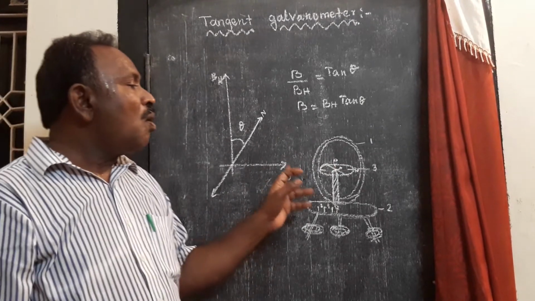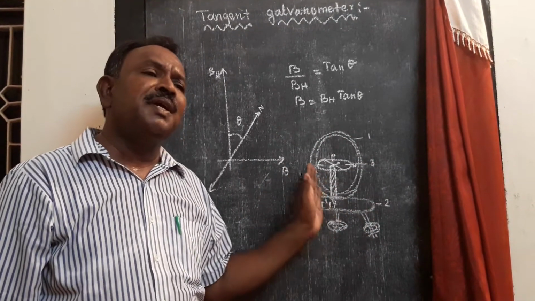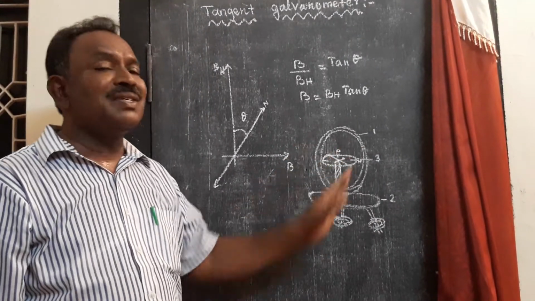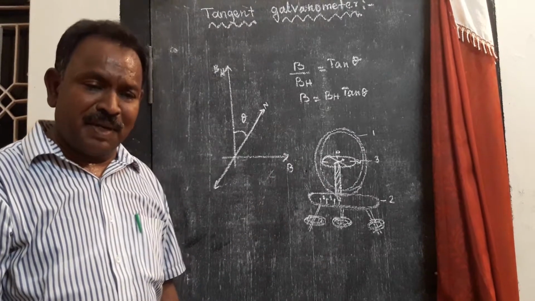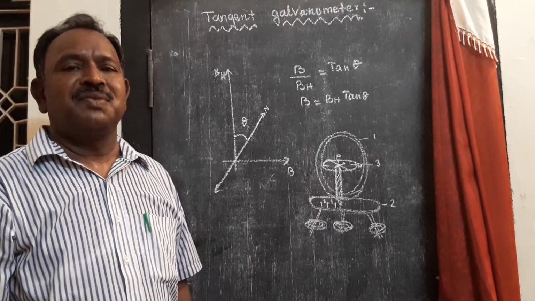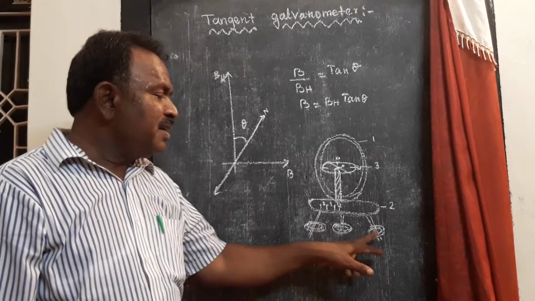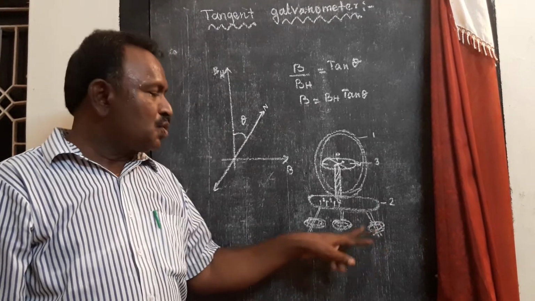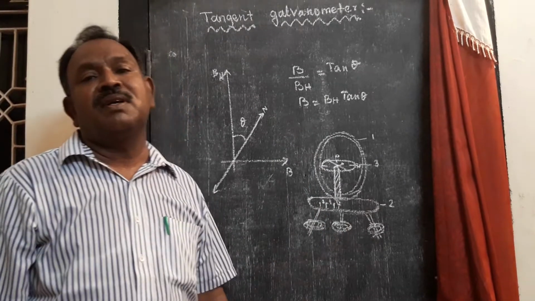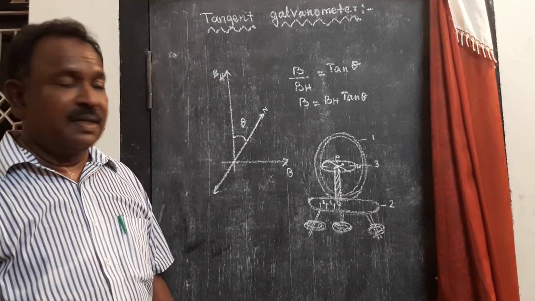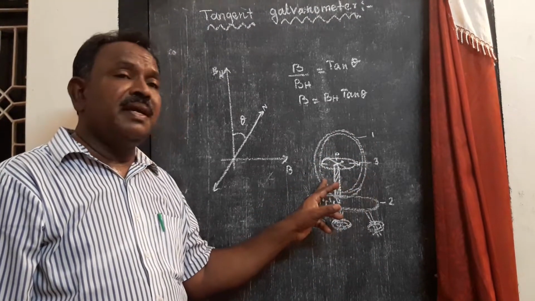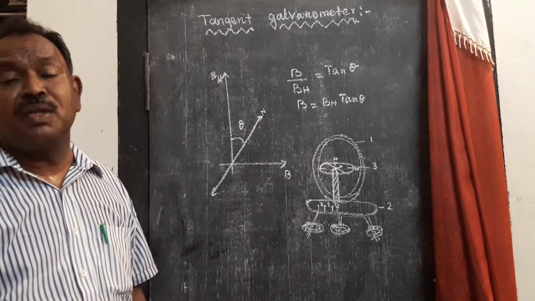Initially, all the magnetic materials must be removed from the tangent galvanometer. So no magnetic material must be kept very near to the tangent galvanometer. Secondly, the leveling screws must be adjusted so that the plane of the coil is vertical to the plane of the turntable. Third, the turntable is rotated so that the plane of the coil is along the magnetic meridian, along north and south.